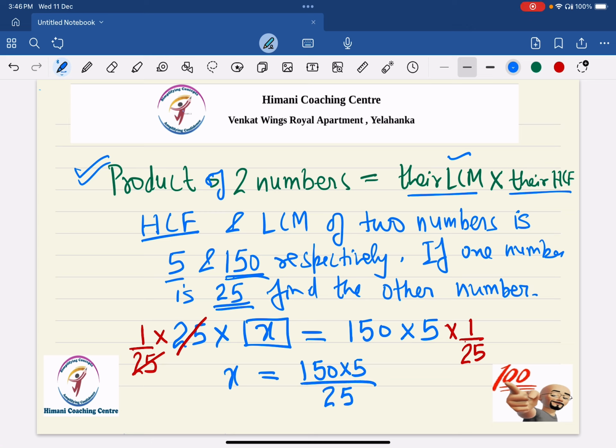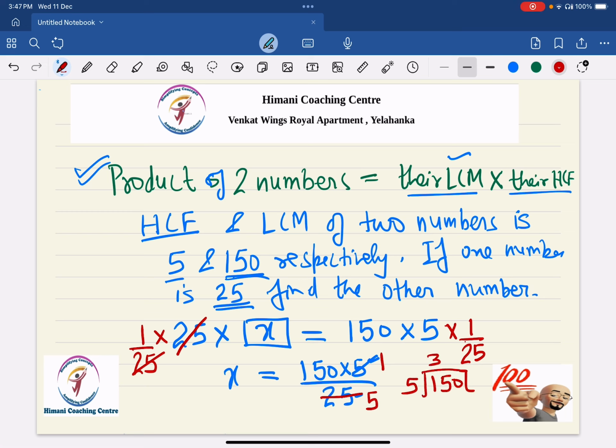Now kids, look, this number is 5, this is 25. Is 25 divisible by 5? Yes. So let us divide 5 by 5. What will we get? We will get 1. Let us divide 25 by 5. What will we get? We will get 5. Now we are left with 150 divided by 5.